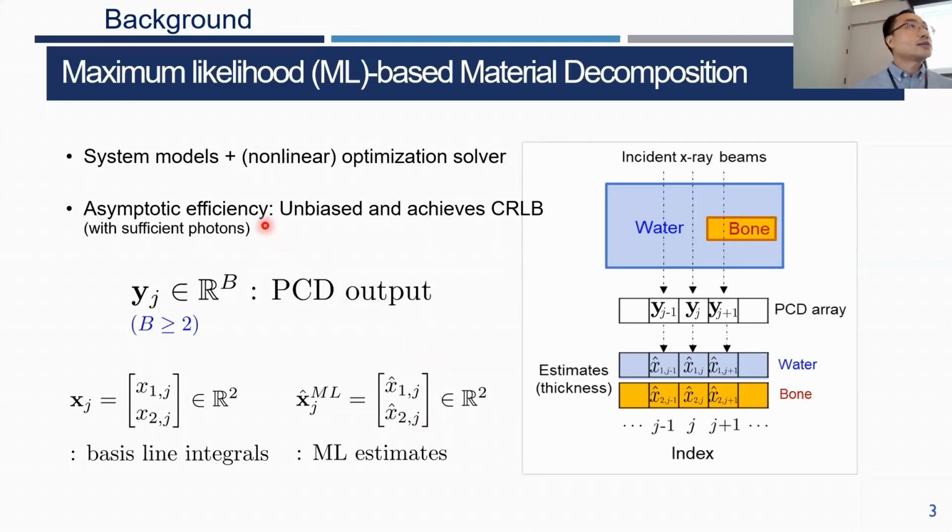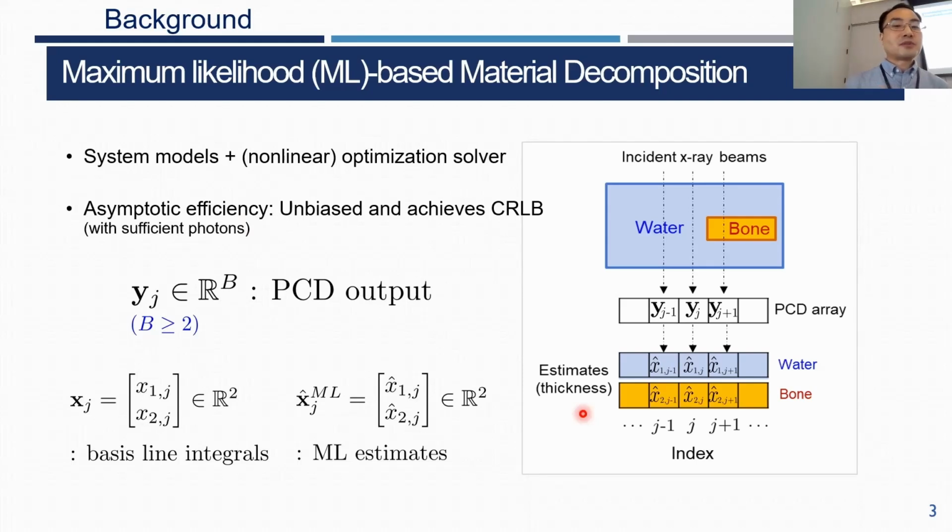So if one has system models, then one can apply maximum likelihood estimation, which is unbiased and achieves the Cramer-Rao lower bound when a sufficient number of photons is measured. That's the condition.